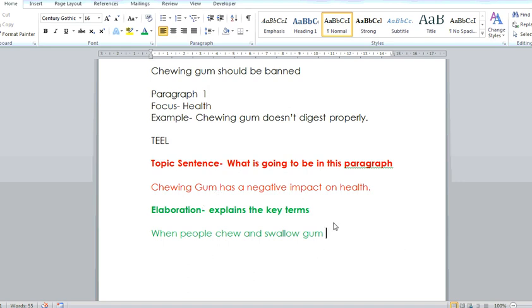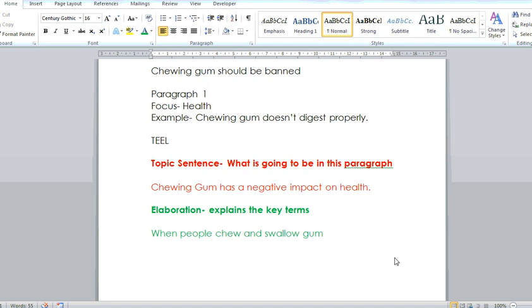When people chew and swallow gum, now the other thing I need to explain is a negative impact on health. What do I mean? Getting killed is a negative impact on health. Having your head fall off of your body is a negative impact on health. Neither of those things am I talking about right now. In fact, I'm talking about fairly minor things in comparison to having your head fall off of your body. I'm just talking about having minor digestive problems that could maybe possibly become bigger problems.